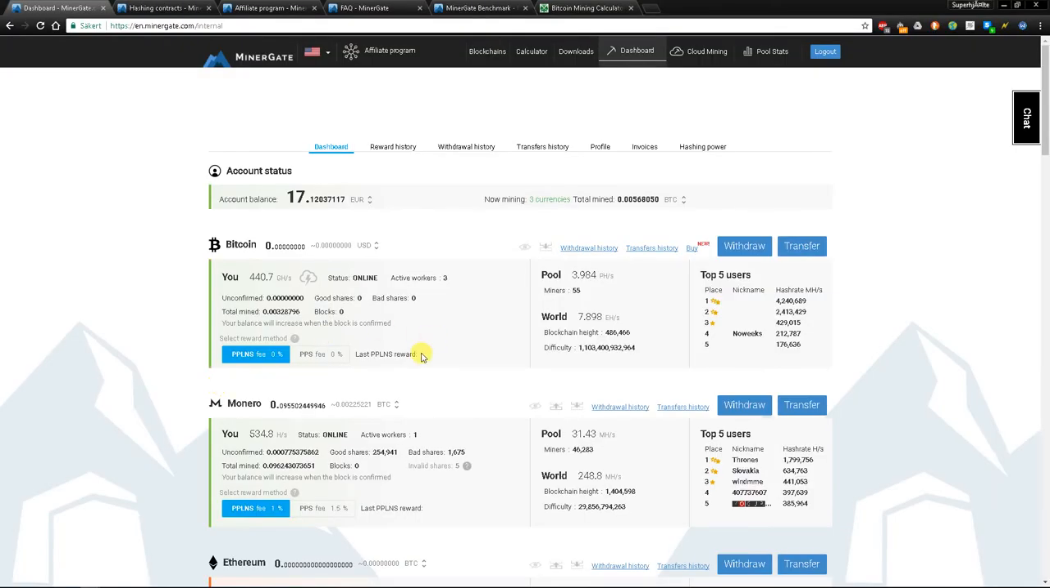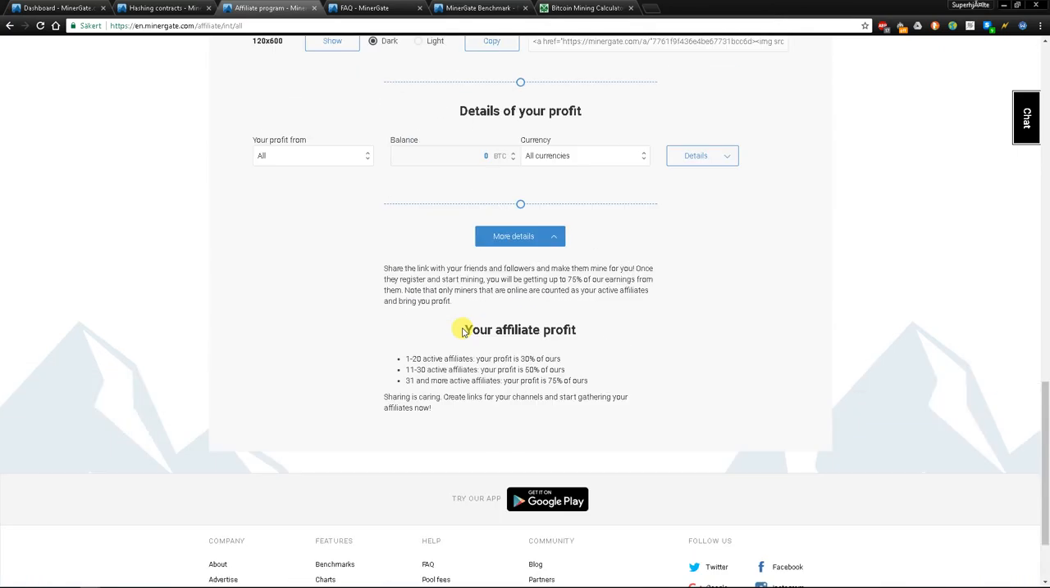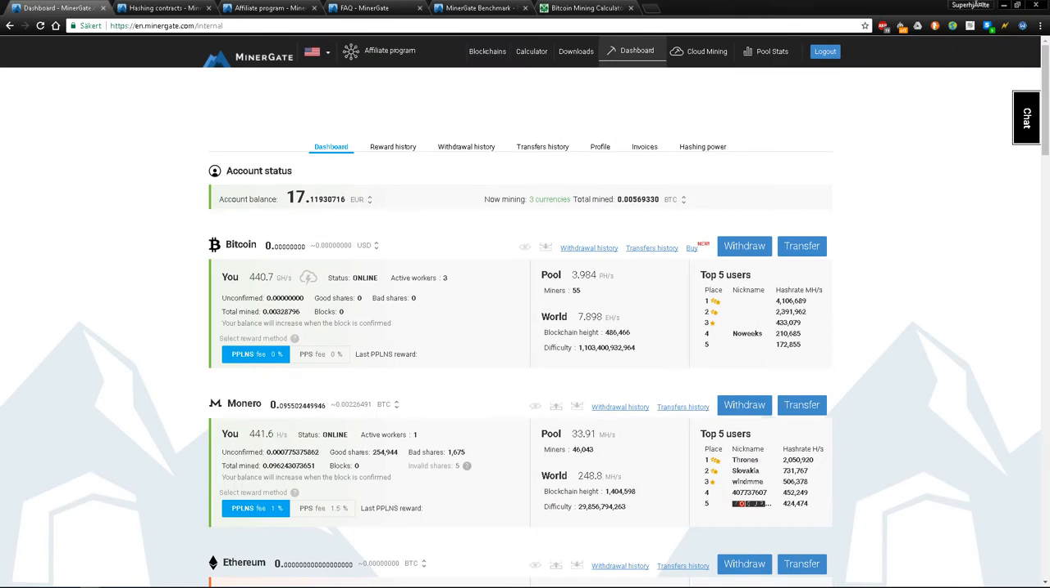the dashboard, and here we can see I've mined with my computer 0.003 Bitcoin. Thing is, with the mining I do right now, I only get 30% because of their stupid affiliate program. What it says is basically that when you have 1 to 20 active affiliates, your profit is 30% of Minergate's profits. 11 to 30 active affiliates, 50%, 20% more. 31 and more affiliates, it's 2.5 times as high. So if I had 31 or more active affiliates, I would already be able to withdraw 0.01 Bitcoin, or just short of.